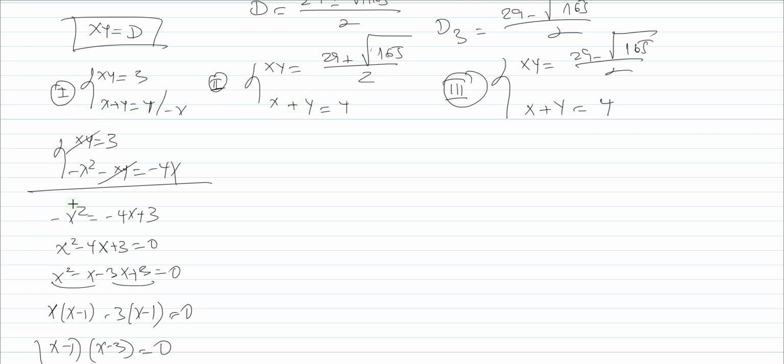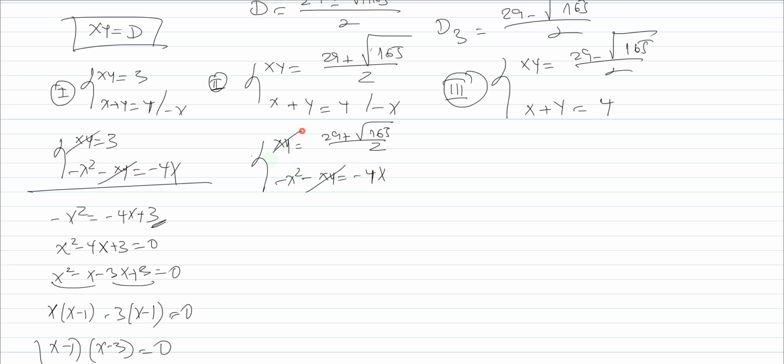I'm going to do the same thing as I did here, right? If I multiply this one by minus x, I'm going to have at the end this one plus 3, but 3 in this case is this number here. So I'm going to keep the first one, and then this is 29 plus square root of 165 divided by 2, and then this is going to be minus x squared minus xy equals minus 4x, right?